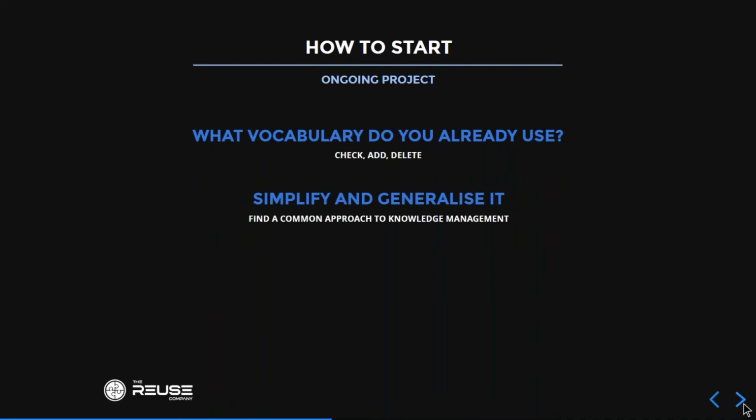The second thing to do when you want to start using knowledge management interfaces in an ongoing project is to remember that your goal is to simplify and generalize the approach. So there should be some sort of common approach to the knowledge management that you want to pursue, because at the end of the day, the structure you establish should be easy and understandable by different members of the team or different teams inside your company.